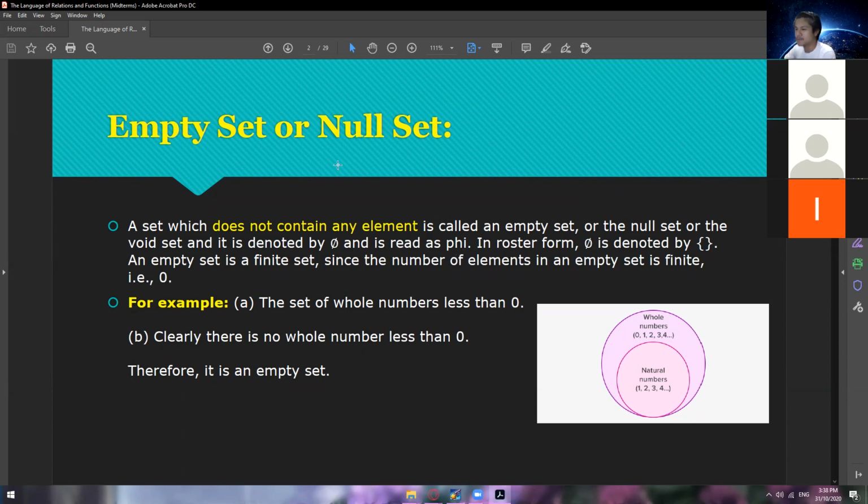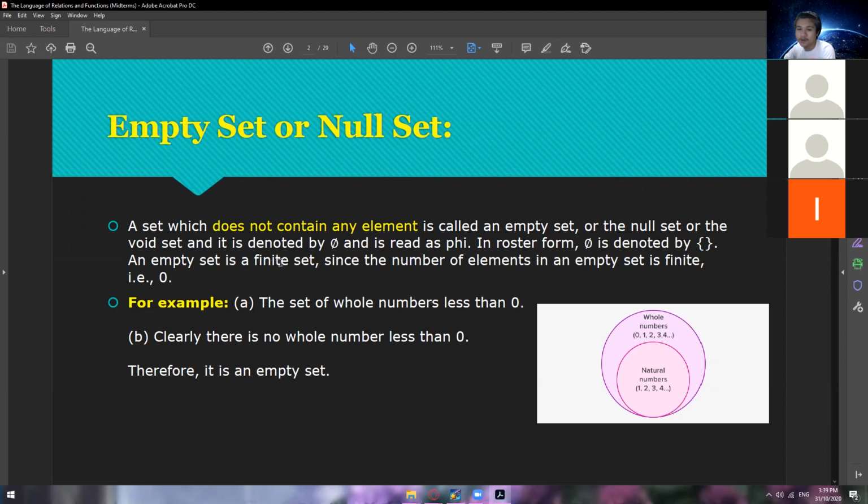Okay? So, the symbol for empty or null set is a P. Okay? So, this is a symbol. So, in roster form, P is denoted by like this. Okay? Wherein, of course, this is a set which contains nothing. So an empty set is a finite set. So when you say finite, meaning you can count the elements inside of it since wala naman siyang element na nandun. So mababasa mo pa rin.